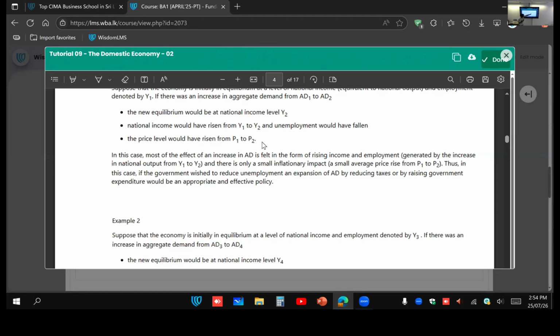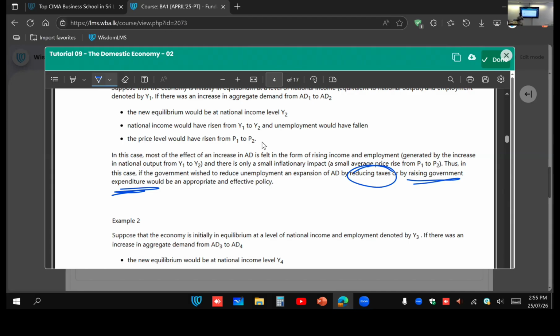Then there is only a small inflationary impact, a small average price rise. Thus, in this case, if the government wishes to reduce unemployment, expansion of AD by reducing taxes or by raising government expenditure, I told you how to do it, how to change aggregate demand. So two methods, reducing taxes and raising government expenditure, would be an appropriate and effective policy. Reducing taxes to boom the economy and raising government expenditure is good.